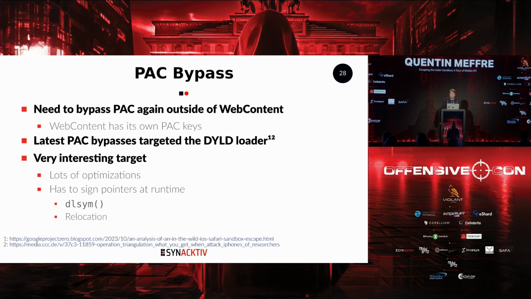After building some powerful primitive like arbitrary read and write into the targeted process, the attacker will have to build a PAC bypass one more time, which might be different from the one used in the web content process, because web content has its own PAC key, so it cannot be used to sign valid pointers outside of the web content context. The latest PAC bypass targeted the DYLD loader, which in my opinion is a very interesting target because it has lots of optimizations, and at runtime it must sign lots of pointers, for example using the dlsym API or when the loader has to do relocation.